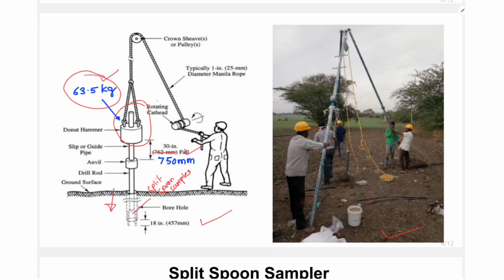We simultaneously apply the number of blows to this anvil. This is the anvil portion. This is connected to the drilling rod, and this drilling rod is connected to the split spoon sampler. As we apply the number of blows here, this energy gets transferred and the penetration of the split spoon sampler occurs into the ground. These people are doing the standard penetration test. The pulling and releasing of this anvil portion, the hammer portion, can be done by using this rope.